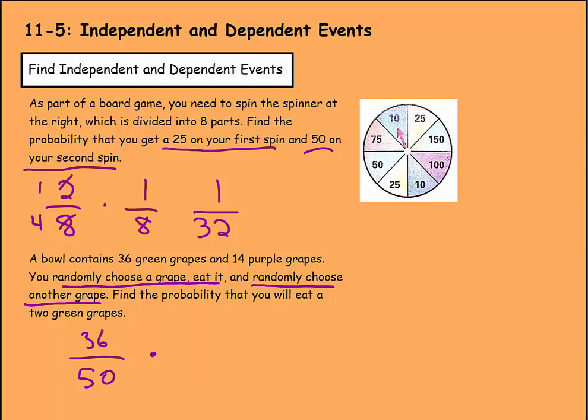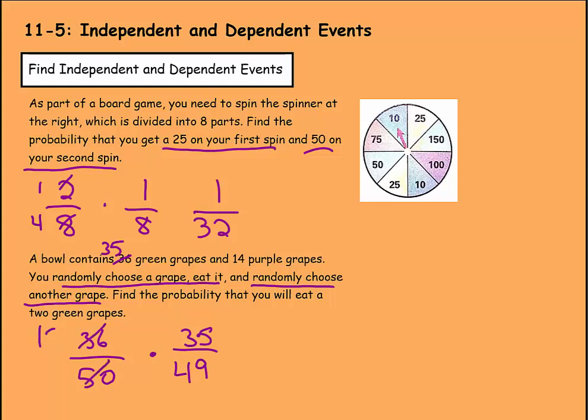So since I ate a green grape, that means that we're down to 35 after I eat that first one. Yet we still have 14 purple grapes. So my probability actually goes down a little bit of getting a green grape the second time. Not that much, but a little bit. That gives me 35 positive outcomes out of a total of 49 grapes now. Let's do a little simplification before we go.